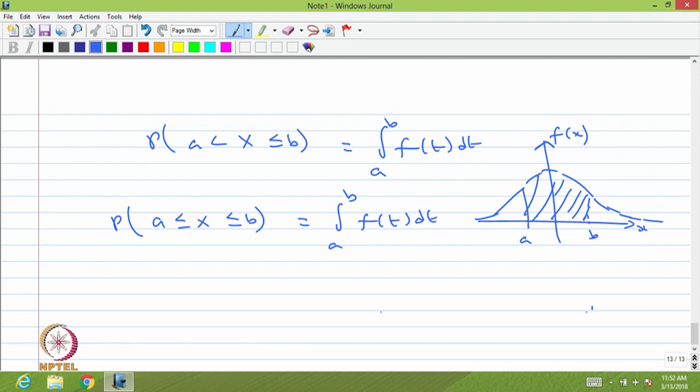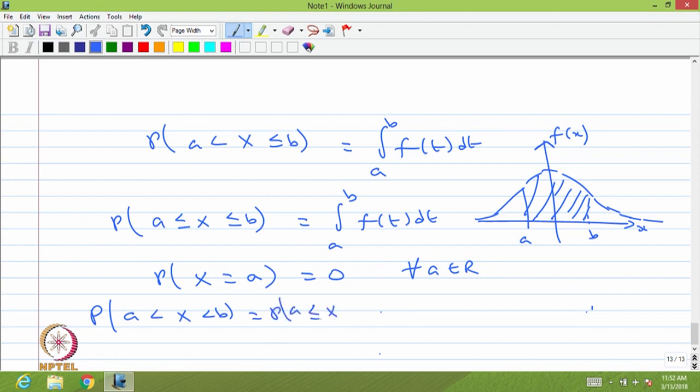Whether you include the point or exclude the point, the integration is again a to b of f(t) dt. Hence, the probability that X takes any point is going to be 0 for all a belonging to the real line. Hence, for a continuous type random variable, the probability of X lying in the open interval a to b, the closed interval, or one side closed, all the values are one and the same, because the probability of X taking any point in the real line is 0 for a continuous type random variable.